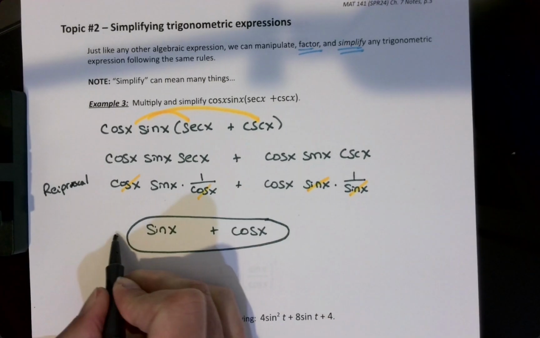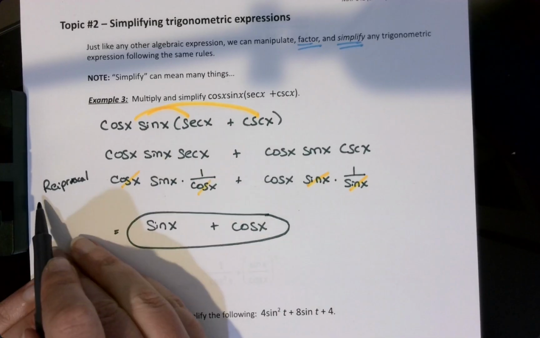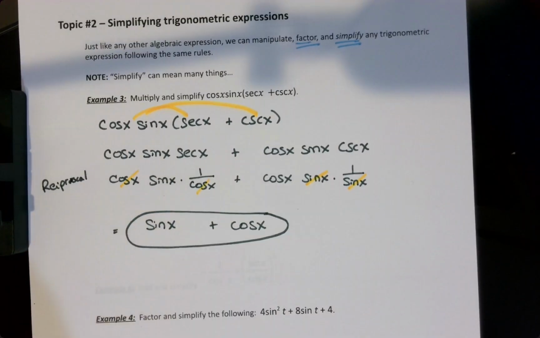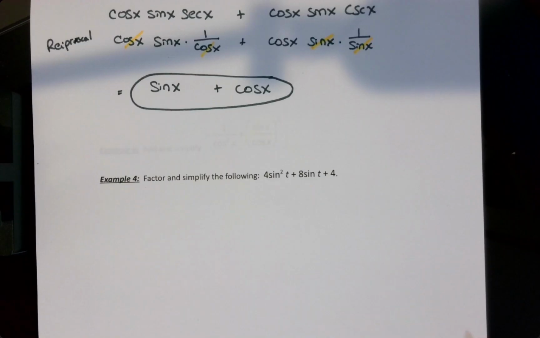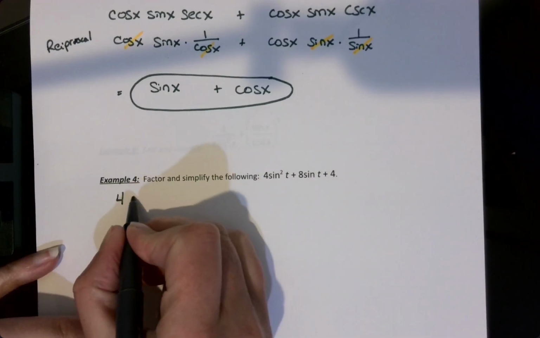So for the next example, in example 4, our directions are to factor and simplify the following. So we have 4 times sine squared t plus 8 sine t plus 4. And the first thing I do notice is that there's a GCF with the coefficients. So we're going to factor out that 4. 4 times sine squared t plus 2 sine t plus 1.